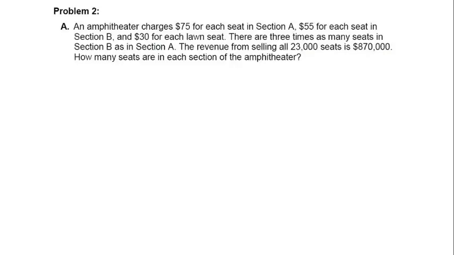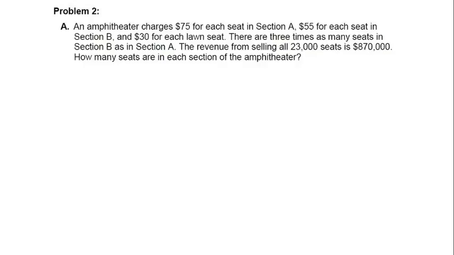All right. This is chapter 2.1, problem 2. An amphitheater charges $75 for every seat in section A, $55 for every seat in section B, and $30 for every lawn seat. There are 3 times as many seats in section B as in section A. The revenue for selling 23,000 seats is $870,000. How many seats are in each section of the amphitheater?